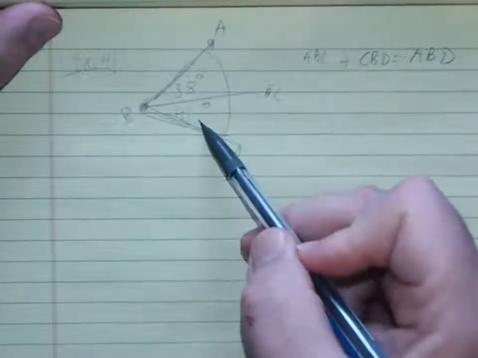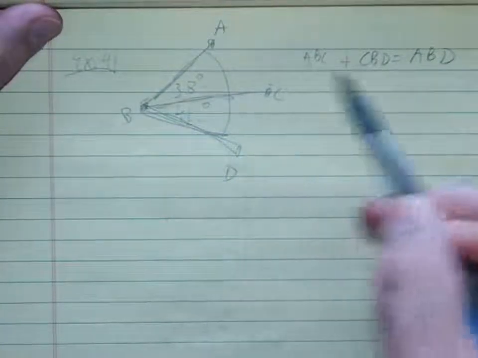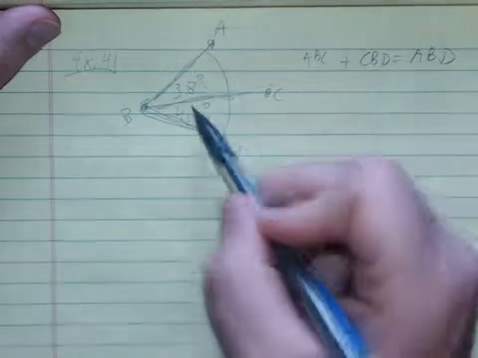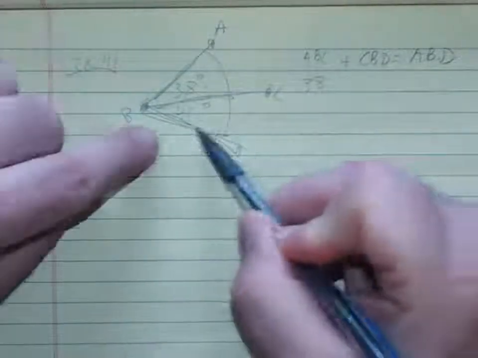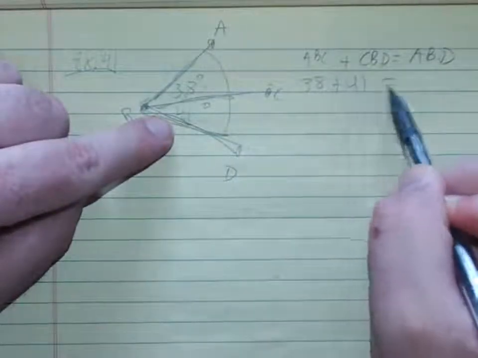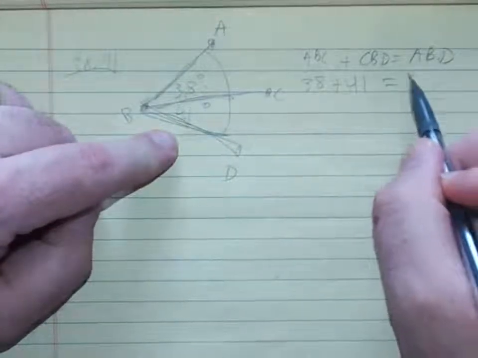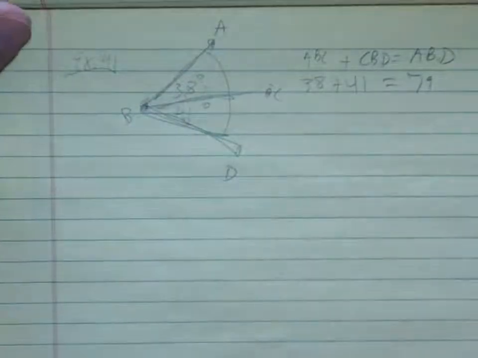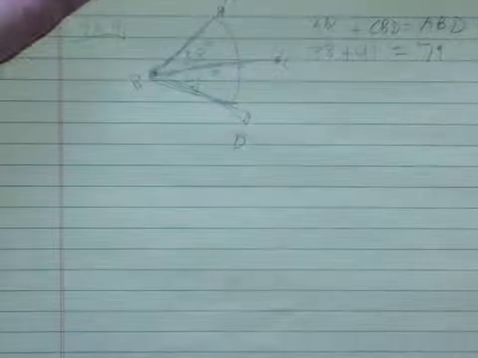The idea is solid though. Stick with the idea, not the names, all right? This piece, 38, plus this piece, 41, equals the whole thing, which would be 79. It's the same idea as the lines. You're just adding them up.